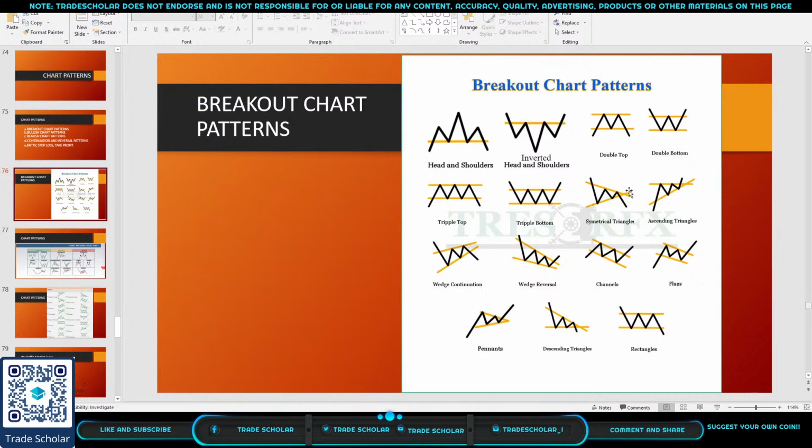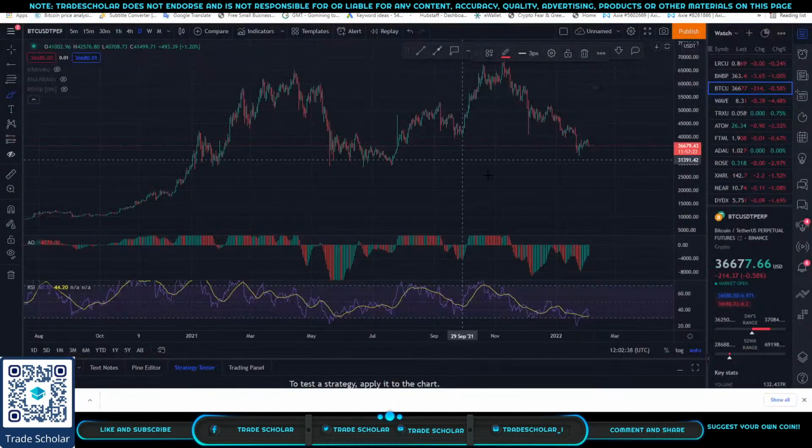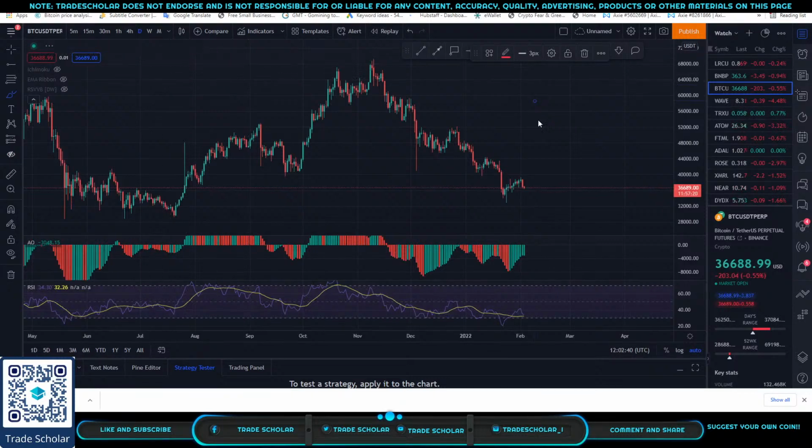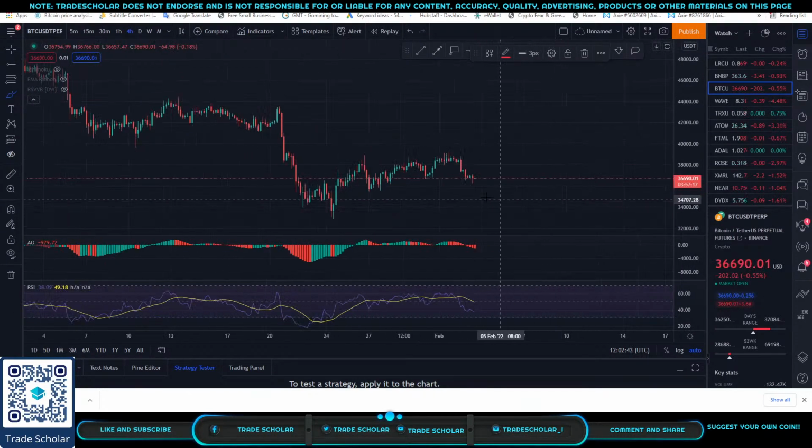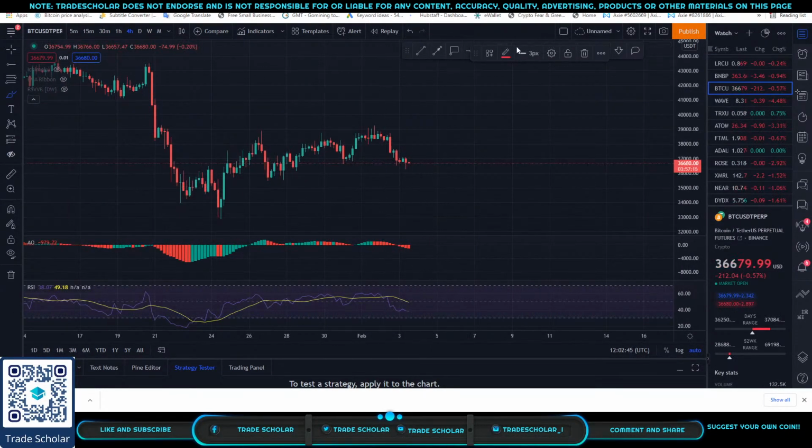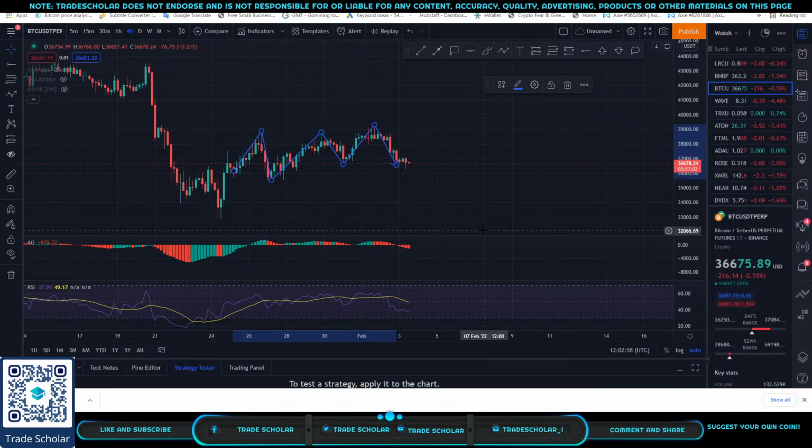Symmetrical triangle, okay? You draw a triangle, okay? And then ascending triangle, like this one, triple top. Look at the chart. From here, you can see a triple top. Okay, 1, 2, 3.